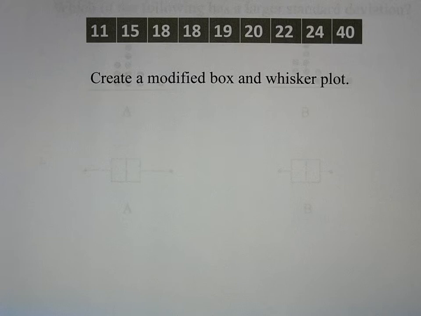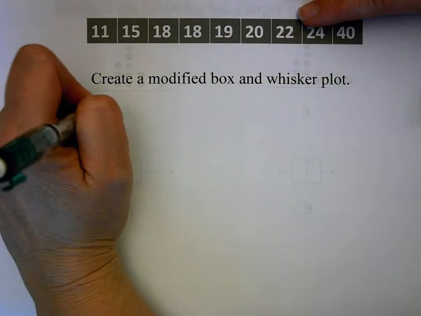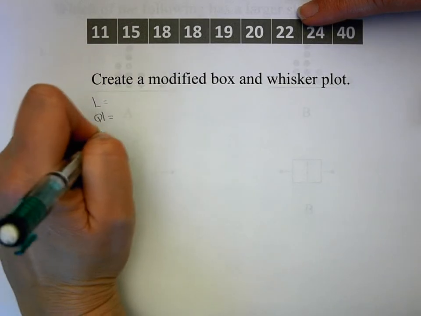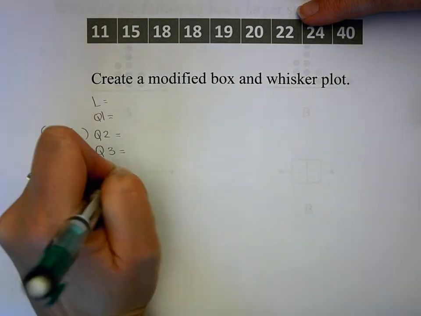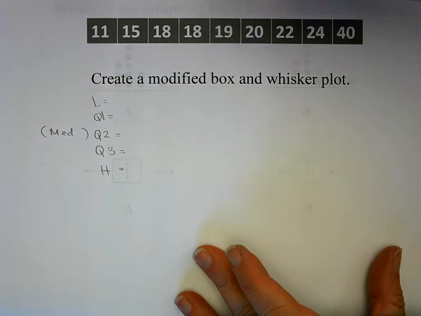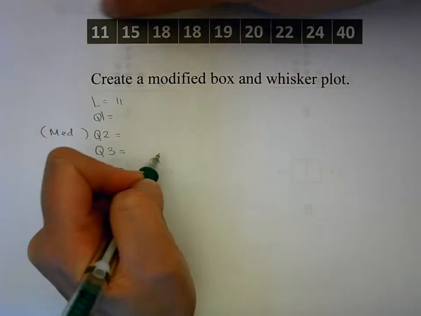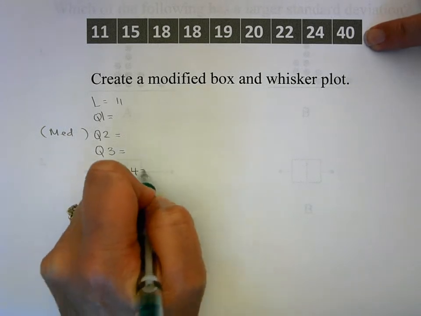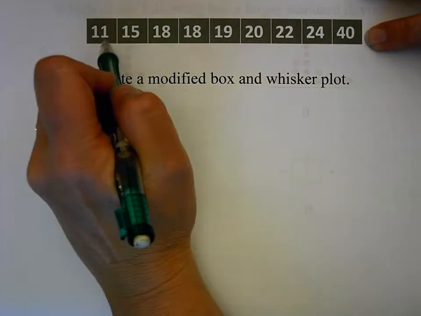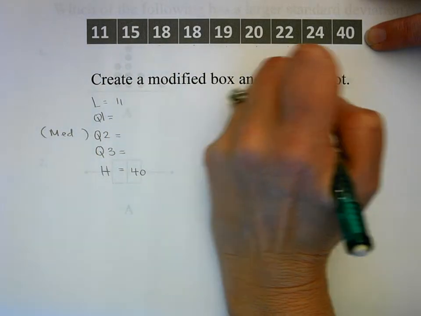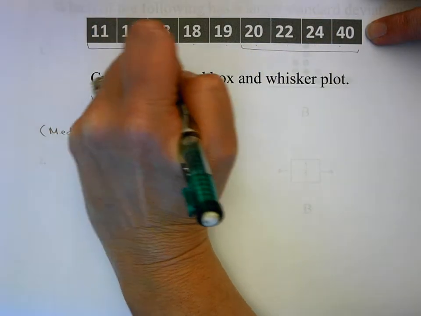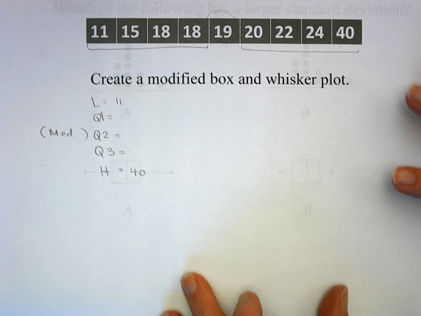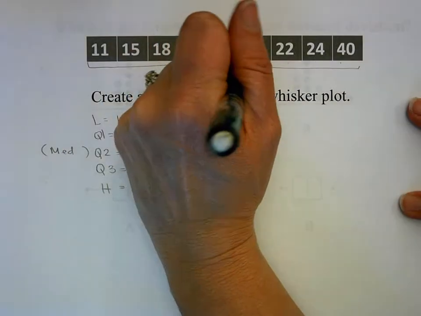Okay, so for this one, we want to create a modified box and whisker plot. So we want to find our 5-number summary first. So our lowest or minimum value, so this is in order for us already, is 11. Our highest or maximum value is 40. And then we want to find our median, so we have 9 pieces of information. So there's the second half, there's the first half, and there's our median or Q2. So here is Q2, or our median.